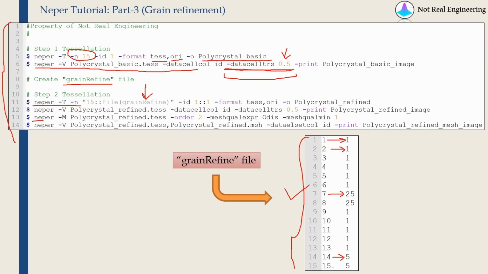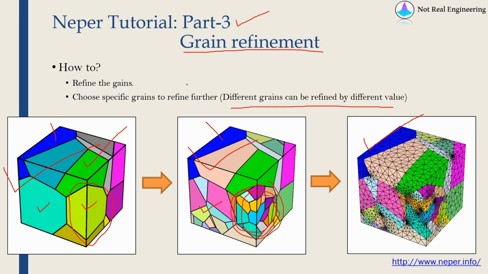Finally, to mesh the microstructure, you have to use this command. We are using tet elements with order 2, which means tetrahedral elements with 10 nodes in each element. And the mesh quality I am keeping as 1, which means the mesh should be perfect. And then you can visualize the mesh again using this command. If you do that, you will get this mesh image. So that's it for this video, guys.